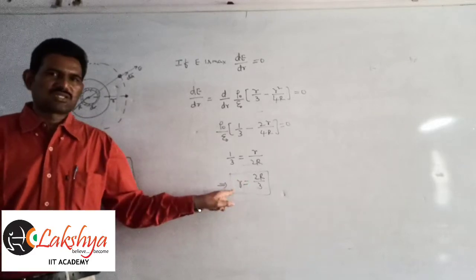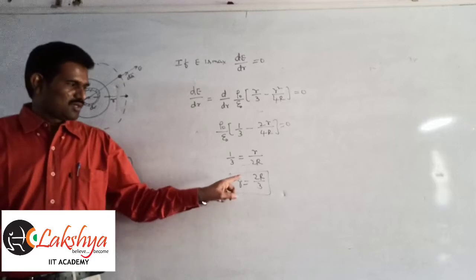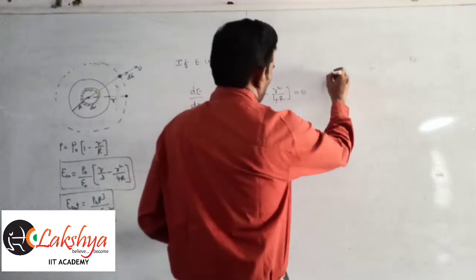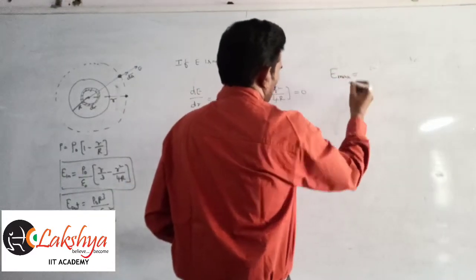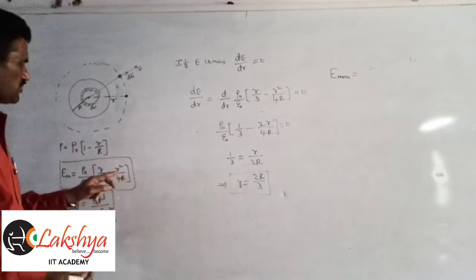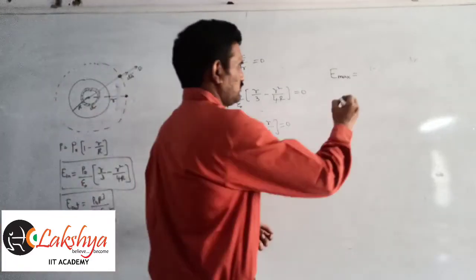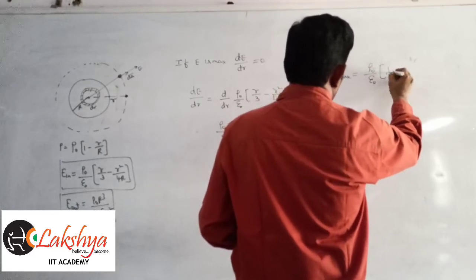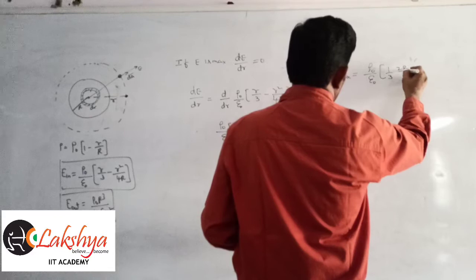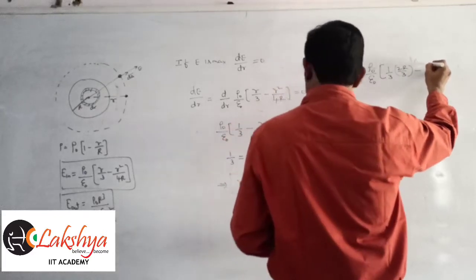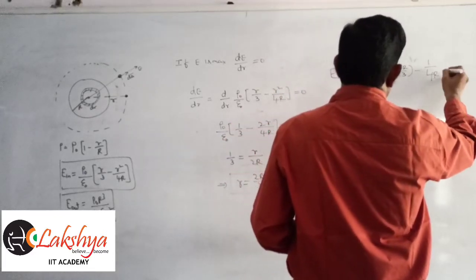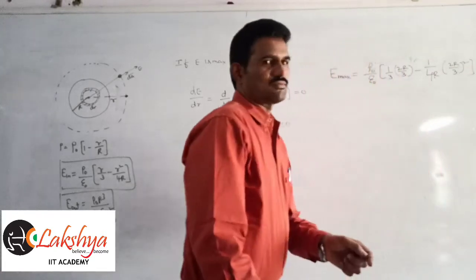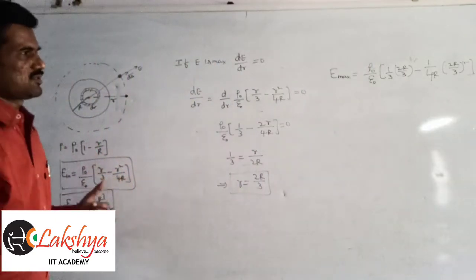Sometimes I may ask about this distance also, where the field is becoming maximum. So this is the distance where the field will become maximum. And then let us write the maximum value now. To calculate the maximum value, we need to substitute this r value in this equation. I can write this as rho naught by epsilon naught into 1 by 3 into r, which is 2R by 3, minus 1 by 4R into r square, 2R by 3 whole square. We are just substituting the r value in this equation.